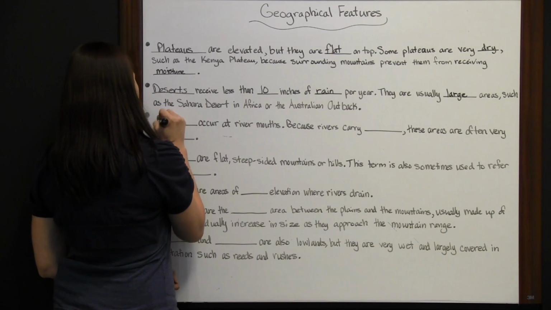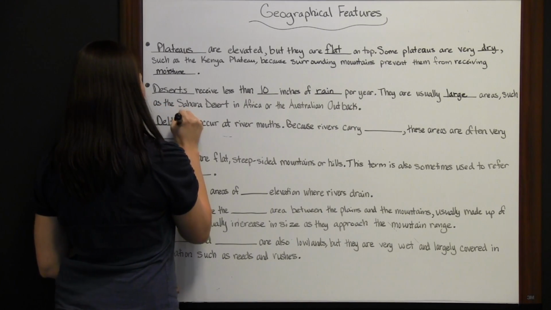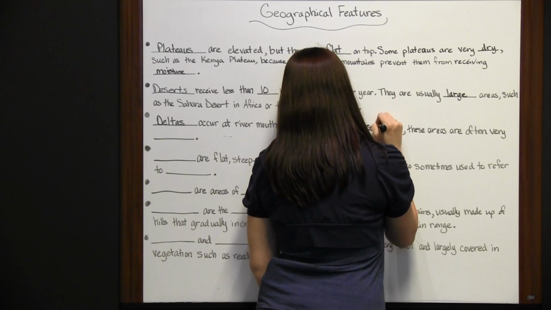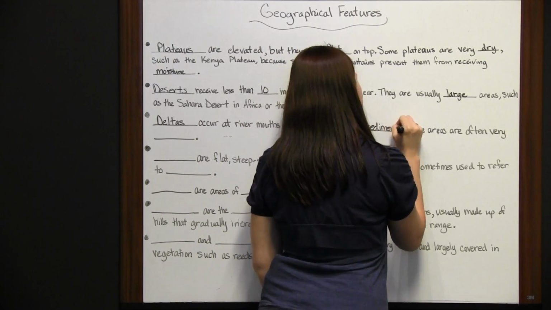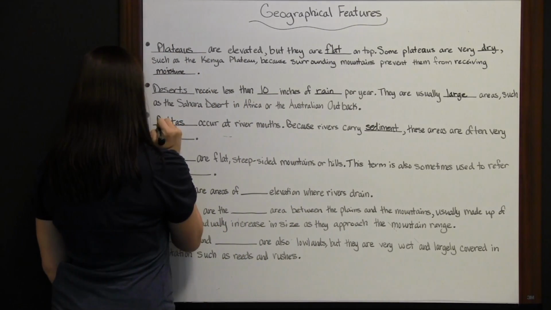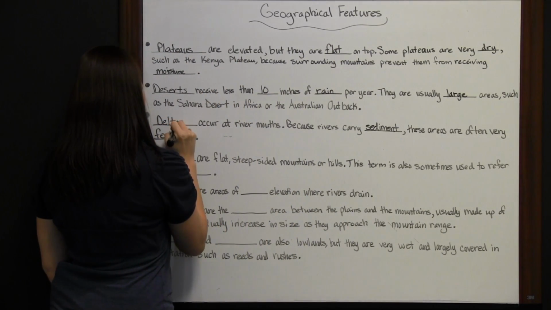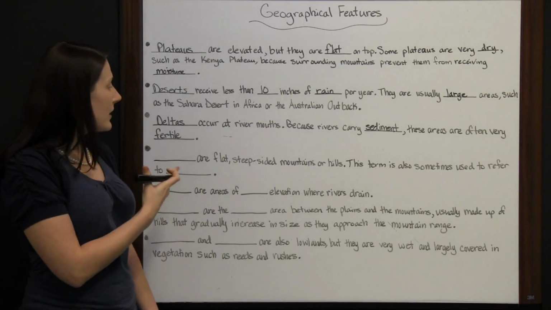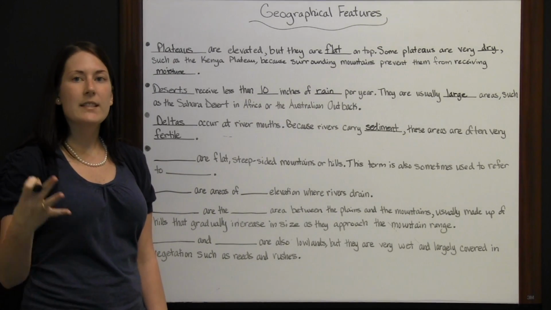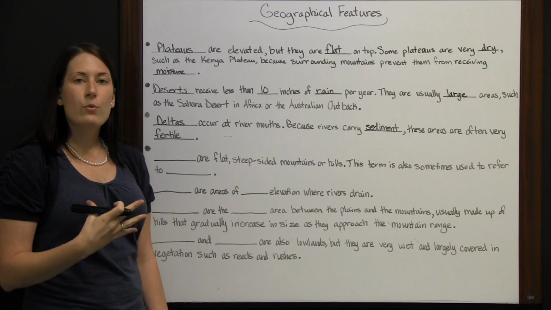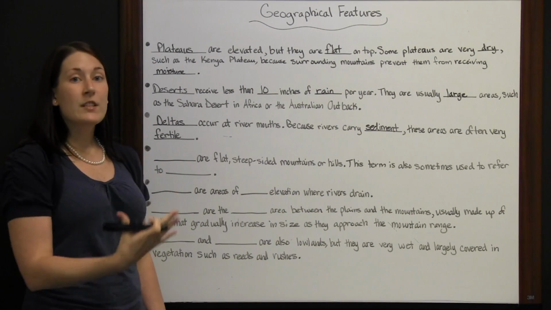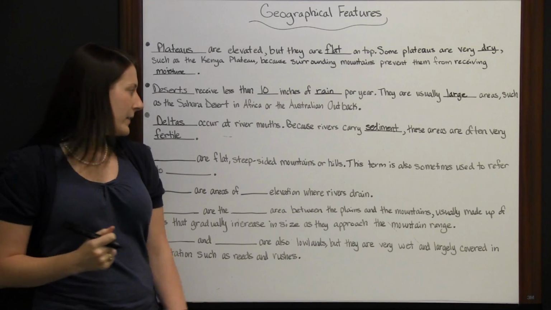Deltas occur at river mouths. And because rivers carry sediment down to the delta, these areas are often very fertile. So deltas of rivers would be good areas to grow crops because lots of sediment with new, fresh nutrients would constantly be being transported down to that delta area.